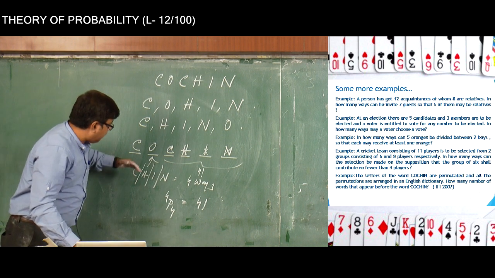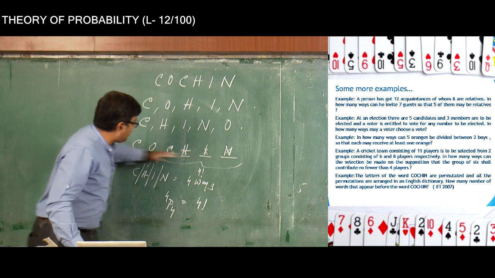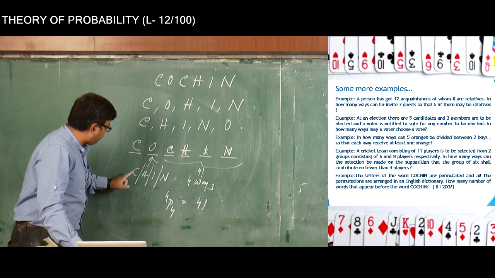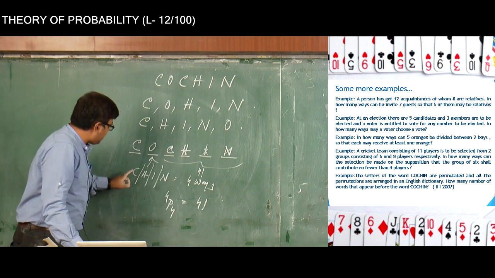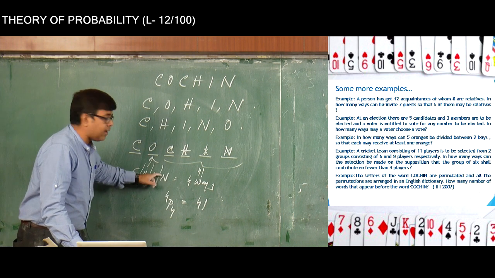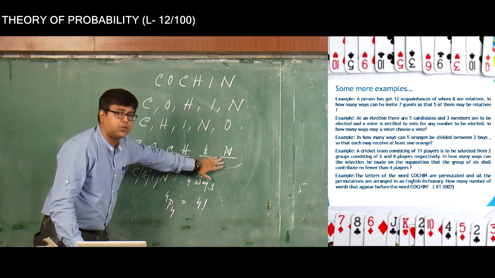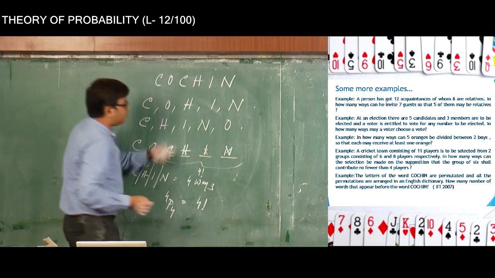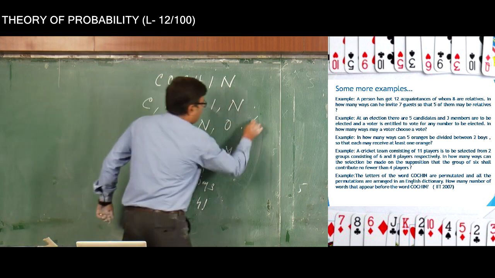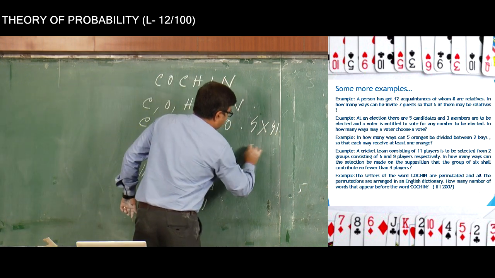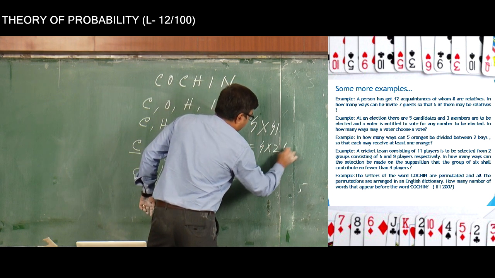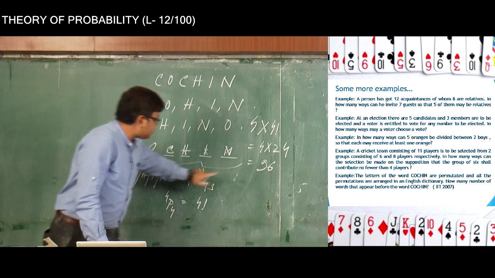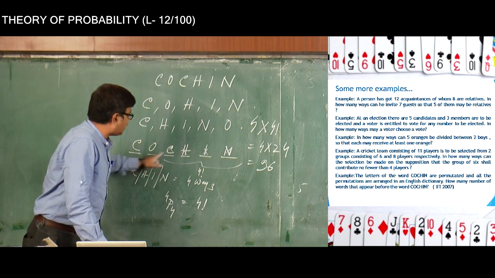Then I have to find out how many such arrangements are there before I come to Cochin. That is very simple, because just now I told you that my second position can be filled by C, H, I or N, and for each way of filling the second position, there are factorial 4 ways of filling up the remaining 4 positions. Therefore the total number of ways will be 4 into factorial 4. So 4 into factorial 4 is 4 into 24, which is 96. So 96 arrangements can be made before the word Cochin.